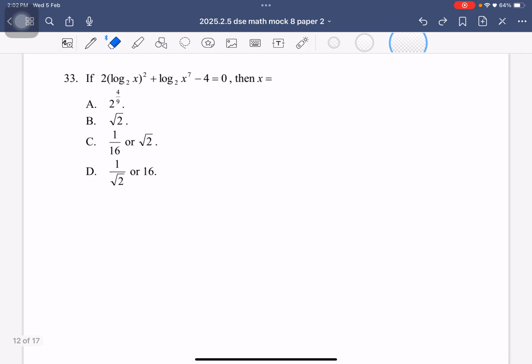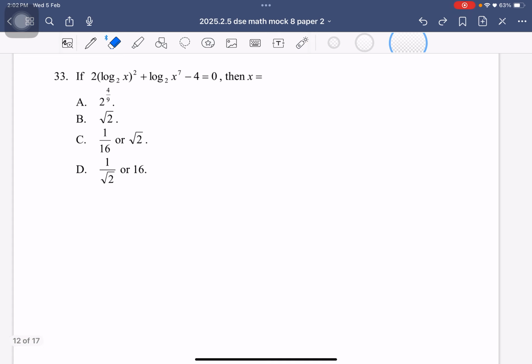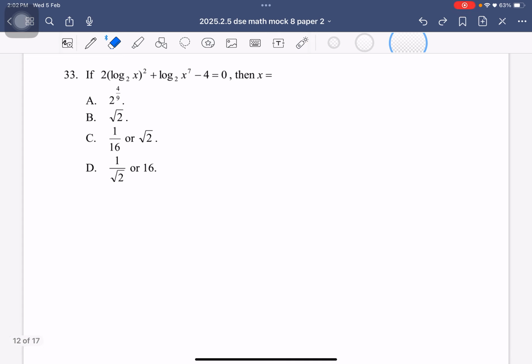So we need to use the store function. Don't press on this number. Press EXE first. So you store the number first. You press 2 to the power of 4 for 9, and then you store this first number into x. Understand? After that, you press the whole thing again.